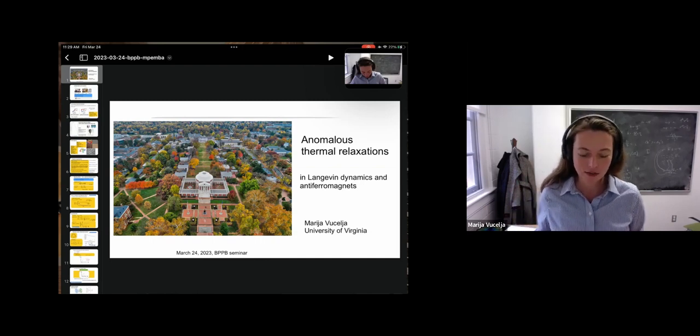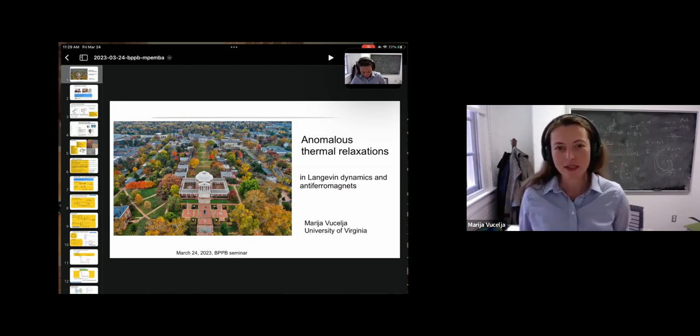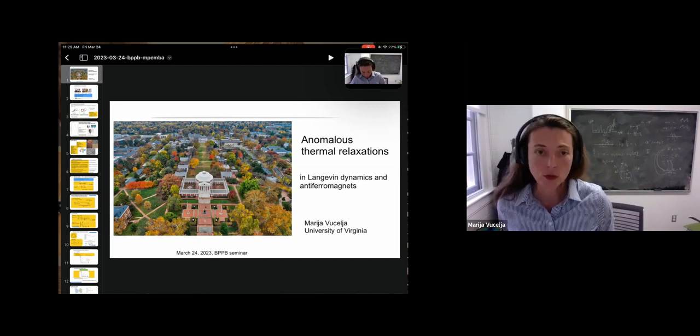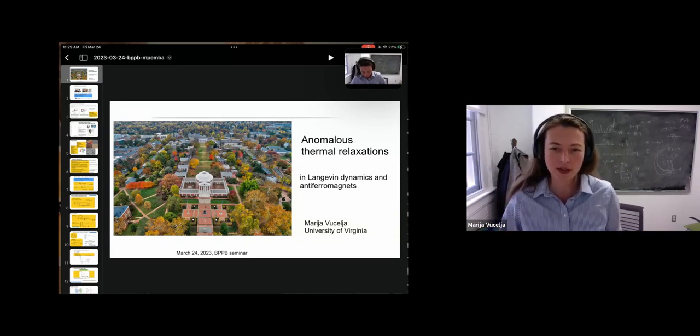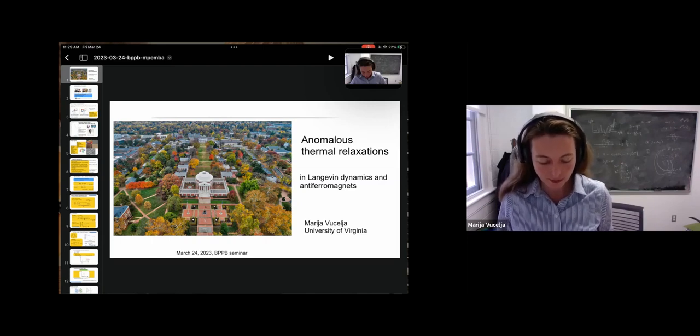Because it's different than the other talks, there might be some jargon, so please interrupt me with questions. I want to talk about shortcuts to thermal equilibrium in Langevin dynamics. This is just diffusion of, in my case, a particle on some potential landscape. For the experts, this is the overdamped limit and inertial effects are not important, but you can think of it as diffusion on a landscape, and I want to talk about it in antiferromagnets.